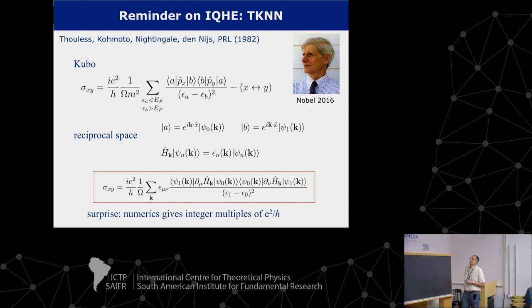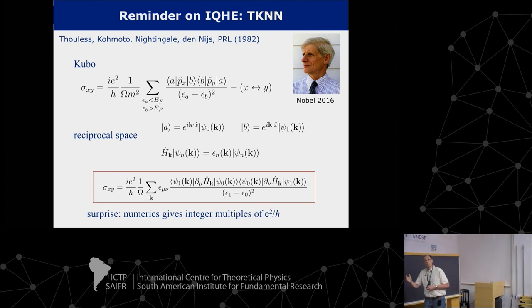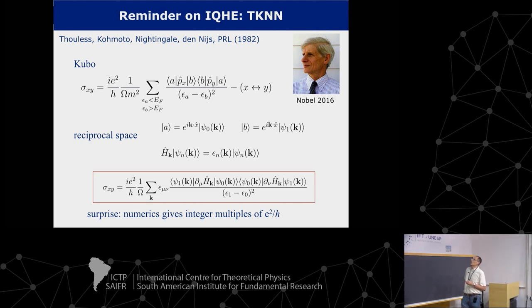He didn't have the computational resources we have now, so he simplified the problem a bit and used a lot of analytics. He wrote the Kubo formula in a very unusual way for that time, in reciprocal space, in terms of wave functions and derivatives of the Hamiltonian with respect to different variables. That was easy to compute at that time. And then he showed numerically that the transversal conductance was actually expressed in multiples of e squared over h, as the experiment shows. That was a major achievement by Thouless, Kohmoto, Nightingale, and den Nijs.